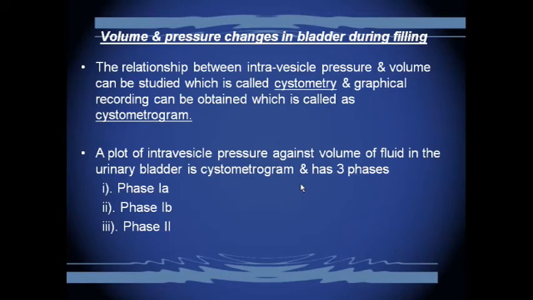So volume and pressure changes in the bladder during filling are very important clinically, because they tell you the bladder pressures, detrusor pressures. Whenever a patient of neurogenic bladder or traumatic paraplegia has bladder symptoms and you need to treat them, volume and pressure changes are very important. These can be measured by cystometry, and you can obtain a graph. So cystometry or urodynamic study is one method to get the bladder pressures. Don't go into details of the phases of the cystometrogram.